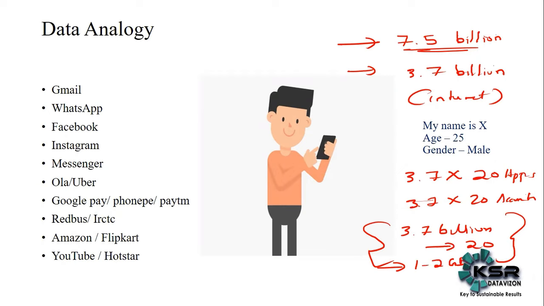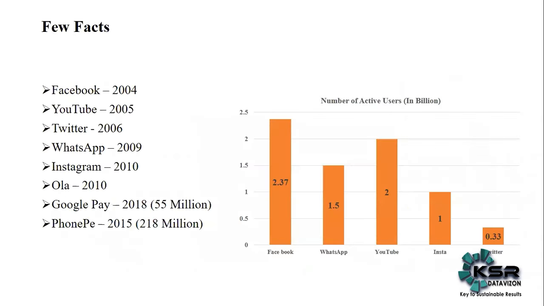Now, just to give you some interest in the data, I would also like to walk you through some of the facts. All these companies, Facebook, Twitter, WhatsApp, Instagram, these are the top apps which we use. If you see here, Facebook alone has 2.37 billion people. WhatsApp has 1.5 billion people. YouTube has 2 billion people, and it continues, right?